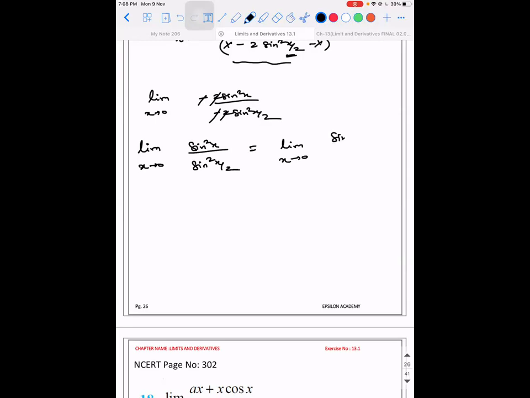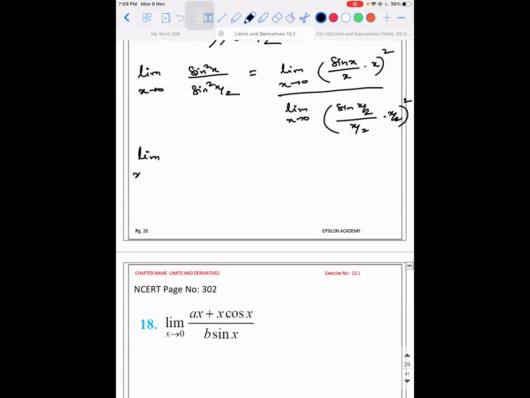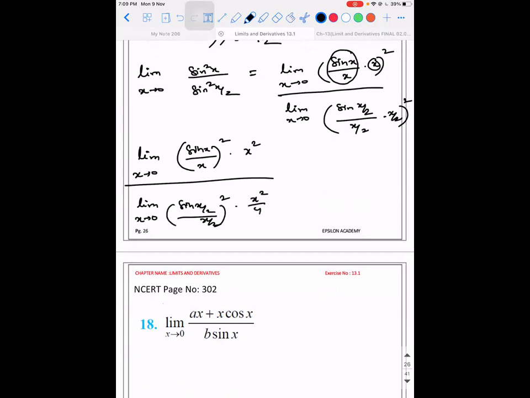Limit x tends to 0. Can I write it as sine x by x into x, the whole square? Yes, sir. Divided by limit x tends to 0, I have sine square x by 2. Sine square x by 2 is nothing but sine x by 2 the whole square. So can I write it as sine x by 2 divided by x by 2 into x by 2 the whole square? Yes, sir. Okay. Now see, limit x tends to 0. I will treat sine x by x as a separate term, x as a separate term. So sine x by x the whole square into x square, divided by limit x tends to 0, sine x by 2 by x by 2 the whole square into x square divided by 4. Why is it x square by 4? Because it is x by 2 the whole square, x square by 4. Right? So x square here and x square here will get cancelled, which implies limit x tends to 0.